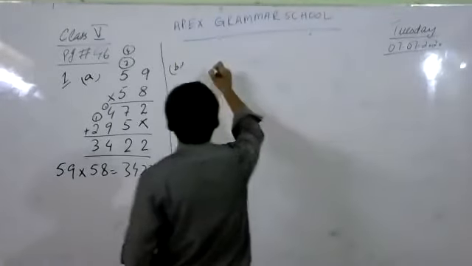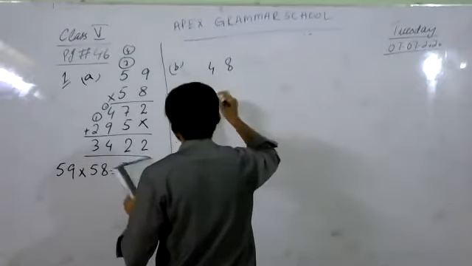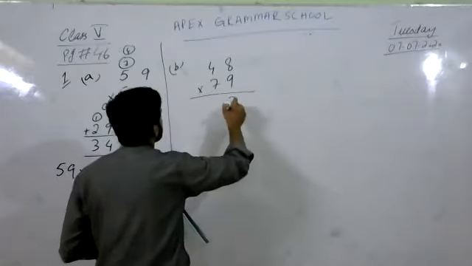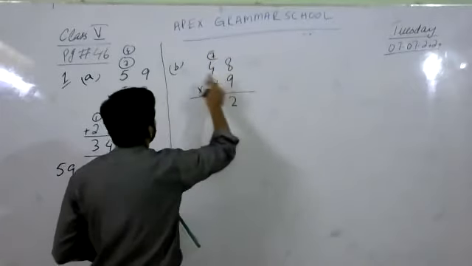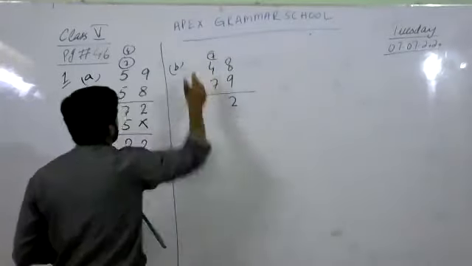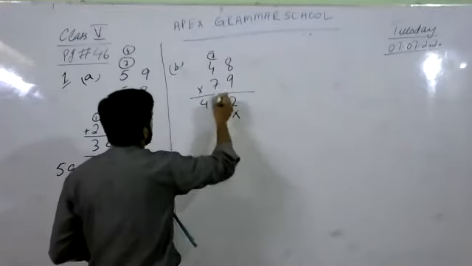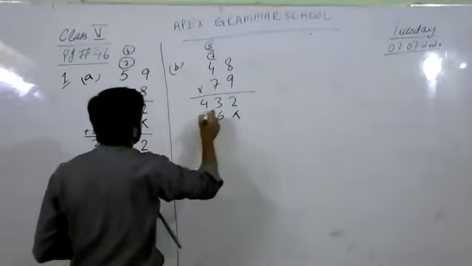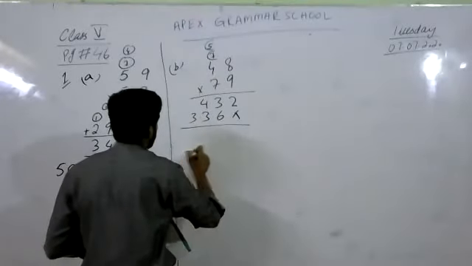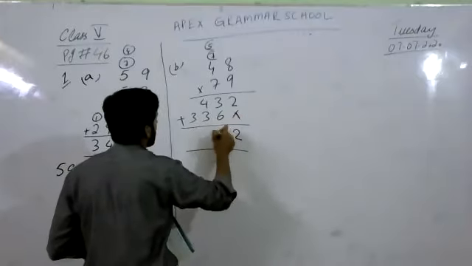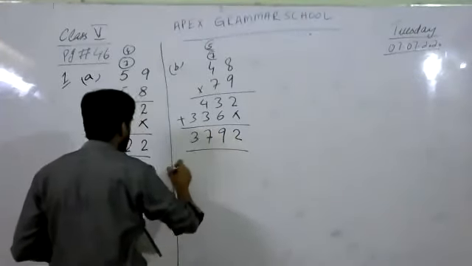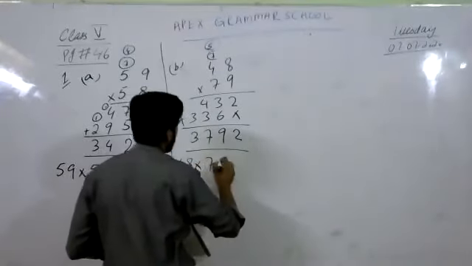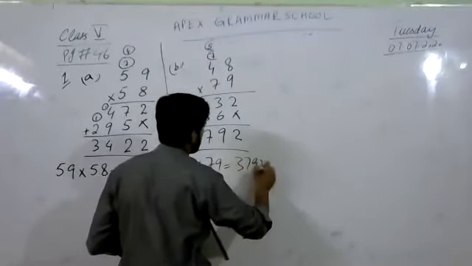B part of this question is 48 into 79. 9 times 8 is 72, 7 carry. 9 times 4 is 36, 36 and 7 is 43. 7 times 8 is 56, 5 carry. 7 times 4 is 28, 28 and 5 is 33. At last we have to add. So 48 multiplied by 79 equals 3792.